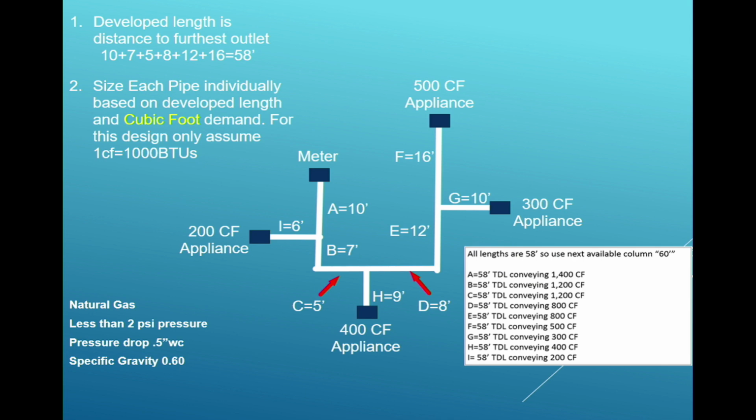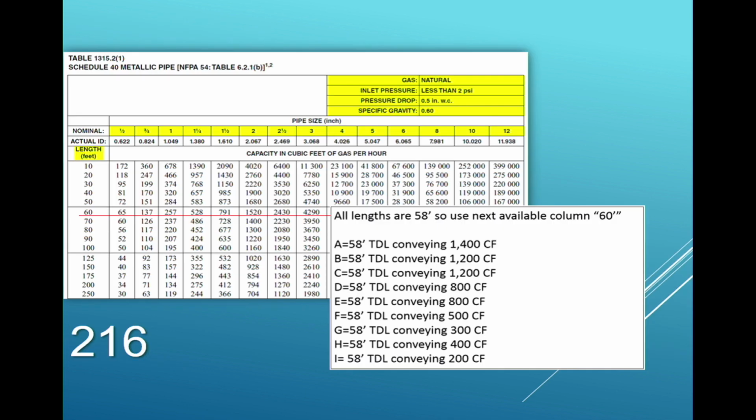G has a demand of 300 cubic foot, H has a demand of 400 cubic foot, and I has a demand of 200 cubic foot. Everybody agree with that? Yep. Now we're going to go to page 216 and we're going to size this pipe. We go down that first column. Again, we're looking for 58. We don't have a 58, so we go to the next row, 60. What is the minimum size pipe at 60 feet of run on page 216 that'll carry 1,400 cubic foot of gas? 2 inch. Do you agree that's a 2-inch, right? So 60 feet, looking for 1,400, that's going to put me at a 2-inch.